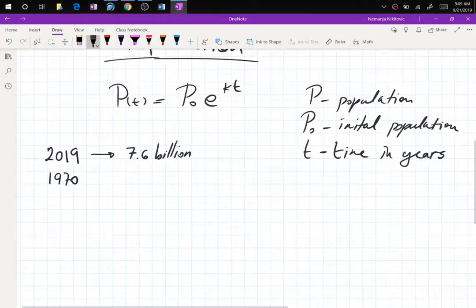World population in 1970. 3.686, so 3.7 billion. That's half, right? We doubled the population in the last 49 years.